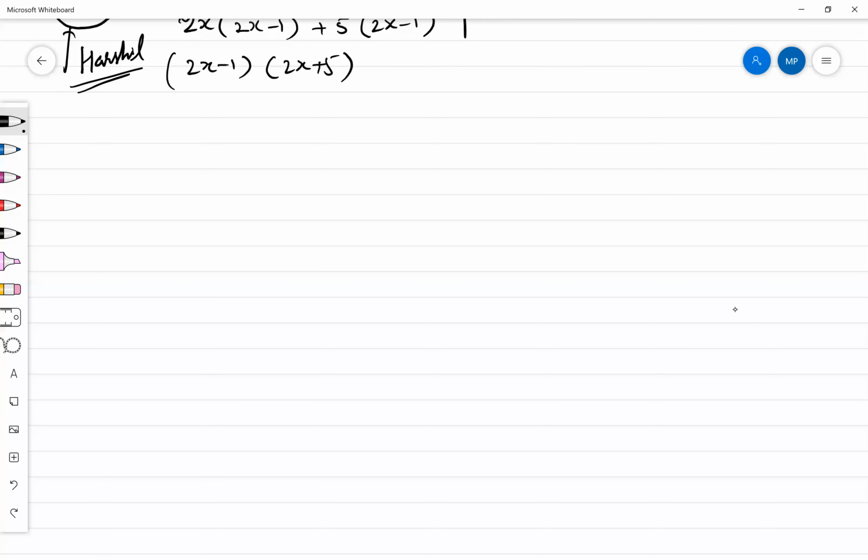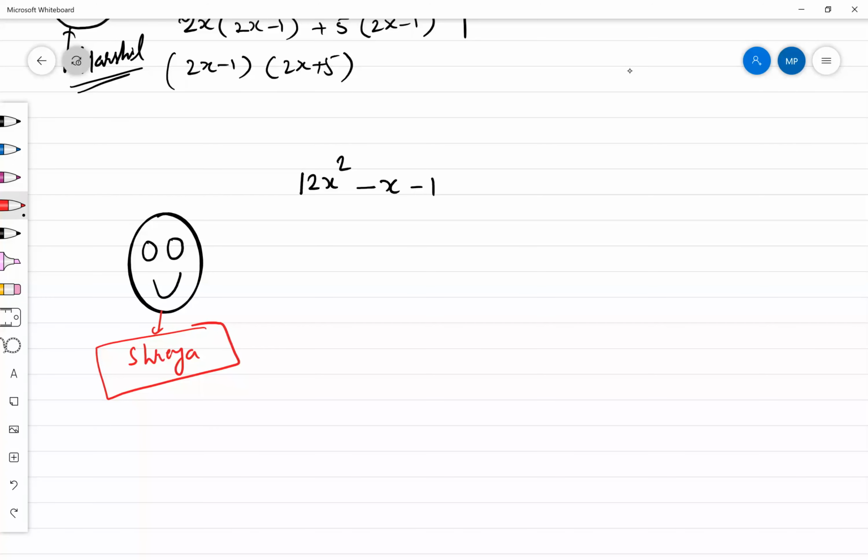Okay, this is the question. 12x square minus x minus 1. Let's see who is going to give the answer first. So this was for Shreya. Who is next? Sanya says done. Wow, Sanya, good.